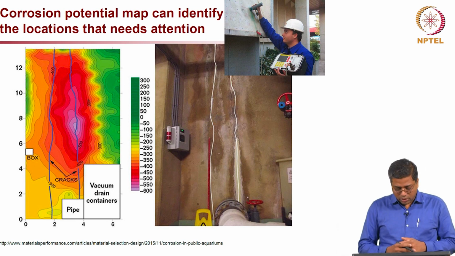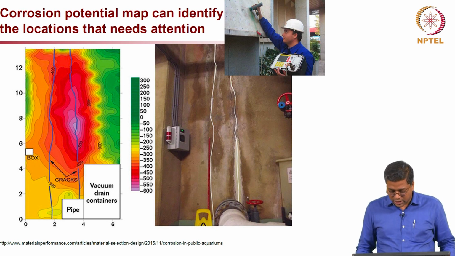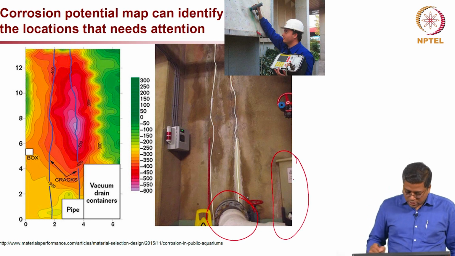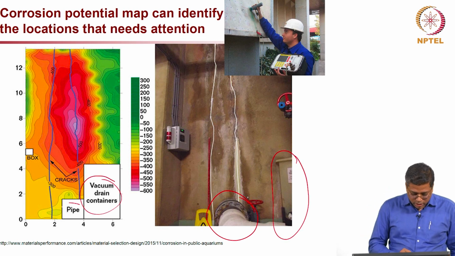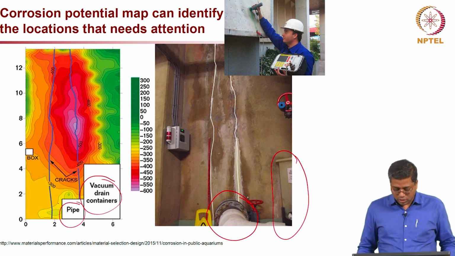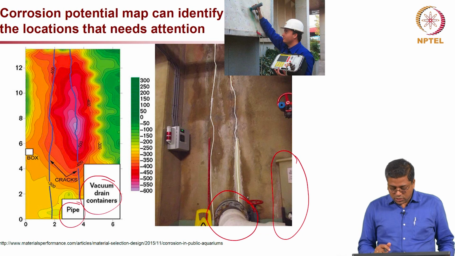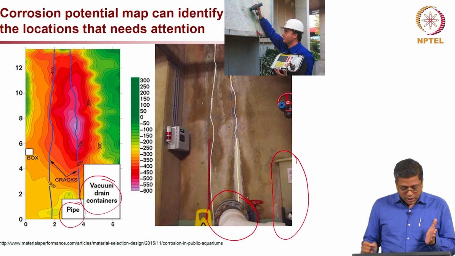Now here is an example showing how this particular test can be useful for judging probability of corrosion. You can see on the photograph on the right side, there is a pipe going here at the bottom, and then there is a vacuum drain container. So these two are actually shown in the contour map on the left side also, so that you can easily compare these two.